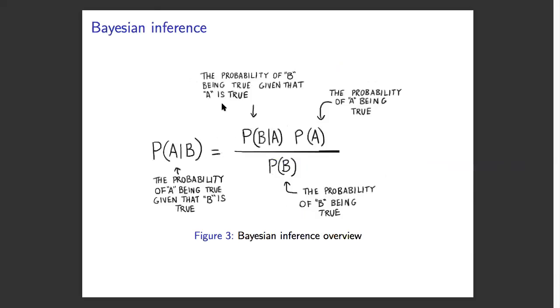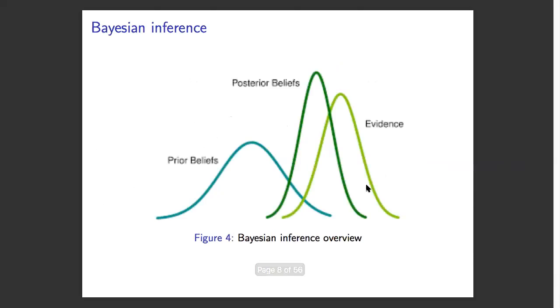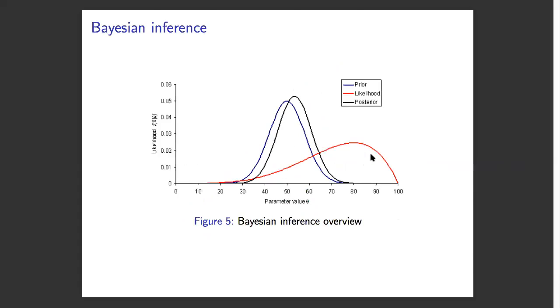You can see that, so this is the probability of A being true given that B is true, the probability of B being true given that A is true, the probability of A being true, and the probability of B being true. This is the posterior, this is the prior, and we will go into more details here. For example, this is your prior beliefs, that's your posterior, and that's the evidence. The evidence is also known as the likelihood.